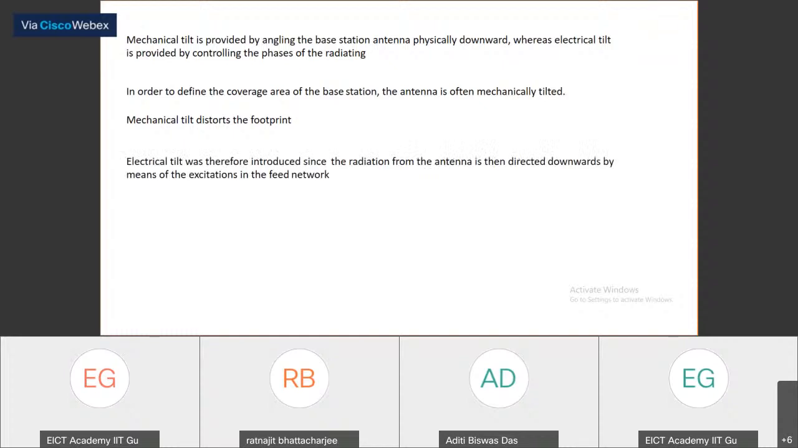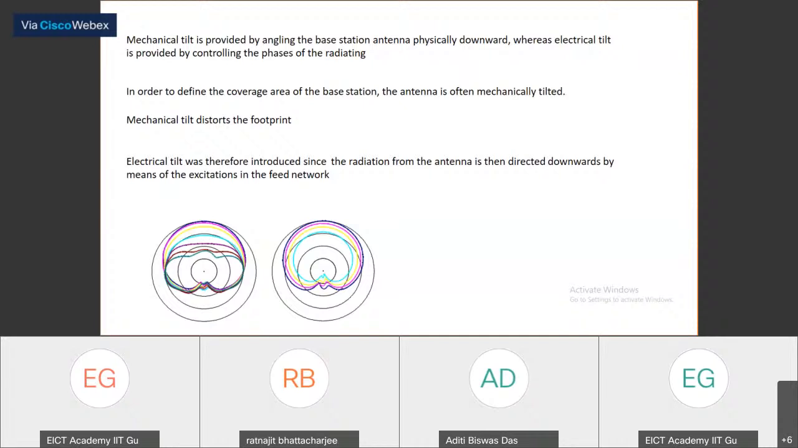Electrical tilt was therefore introduced, since radiation from the antenna is then directed downwards by means of excitation of the feed network. Mechanical tilt is provided simply by placing the antenna element, and you can have some adjusting mechanism by which you can adjust the tilt of the antenna. Electrical tilting is by changing the phasing of the feed network; you can adjust accordingly and provide the tilt.